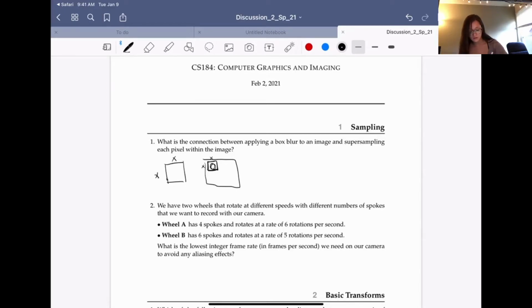And then if you think about super sampling, you're actually doing the same thing. So say you have some sort of image and you take x by x samples in this area. All you do there is just average them up. So in fact, if these dimensions here of your box blur and the amount of super sampling you're doing on each pixel are the same, then you're doing the exact same thing.